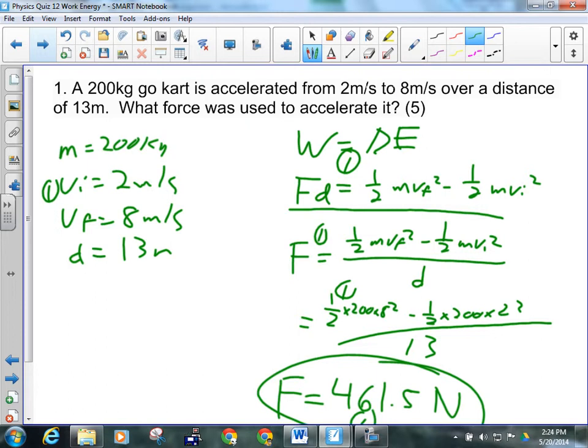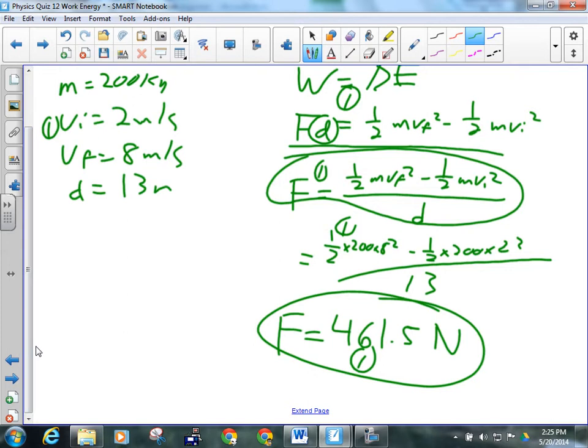All right, to manipulate to find the force, all I do is divide both sides by d. Okay, they get a mark if they did that. So if they divide both sides by d, they've got the change in energy over d equals F. Give them another mark for plugging in their numbers. 1/2 of 200 times 8 squared minus 1/2 of 200 times 2 squared divided by 13. And they should get, for their fifth mark, 461.5 newtons of force.